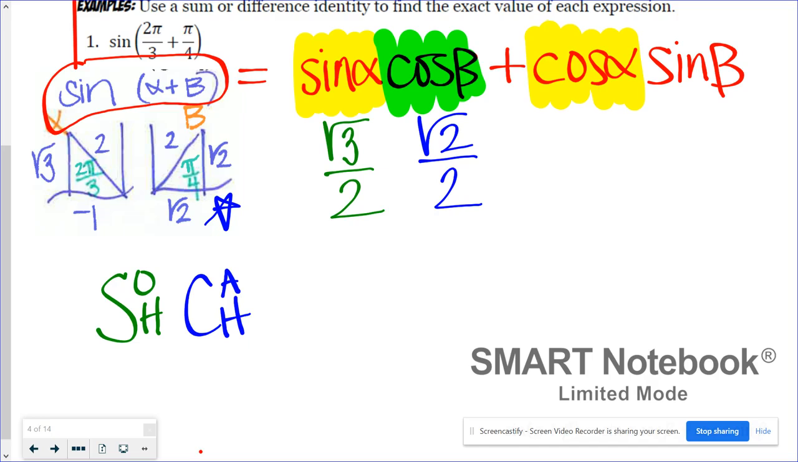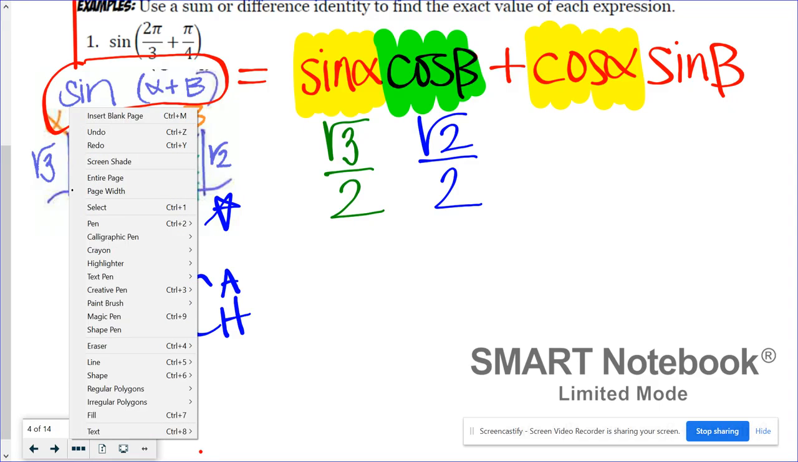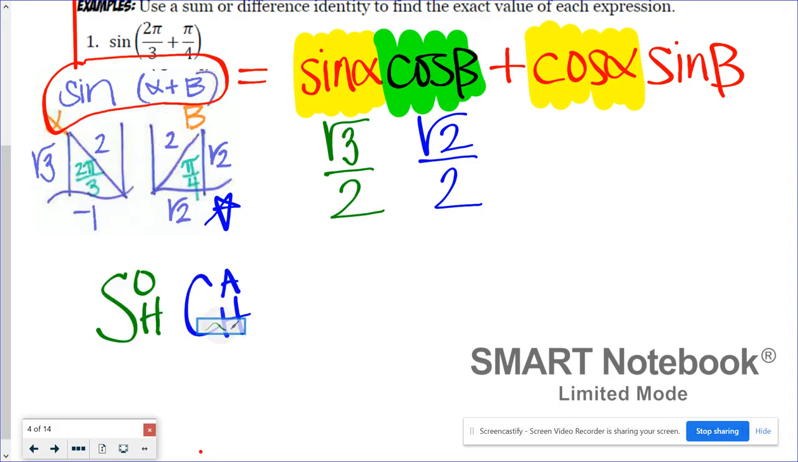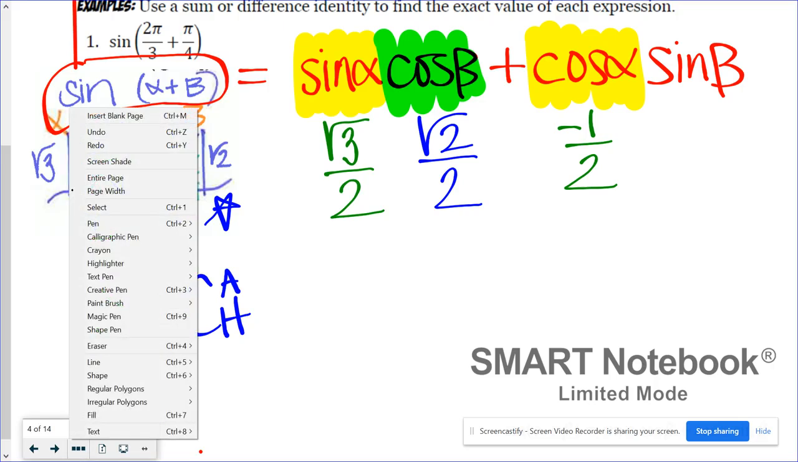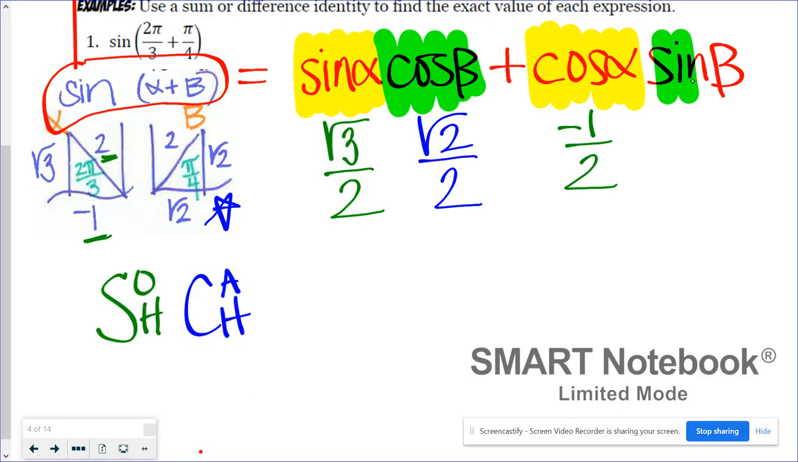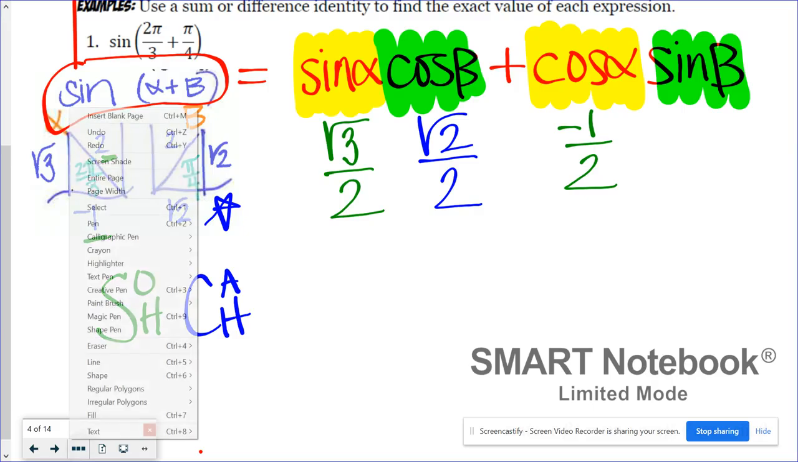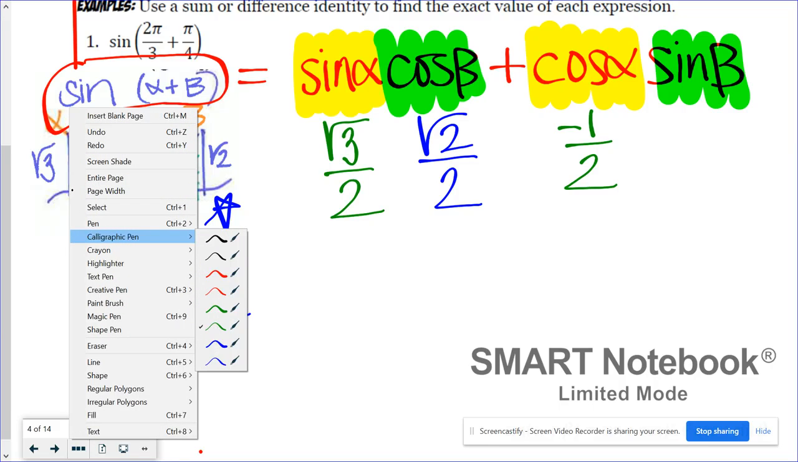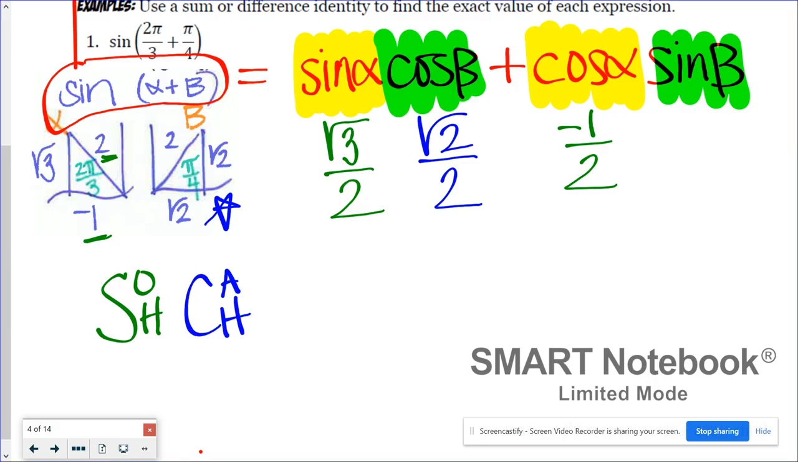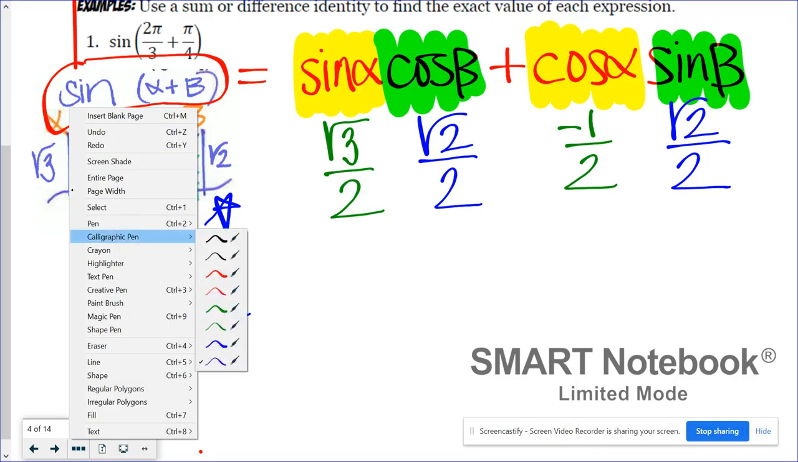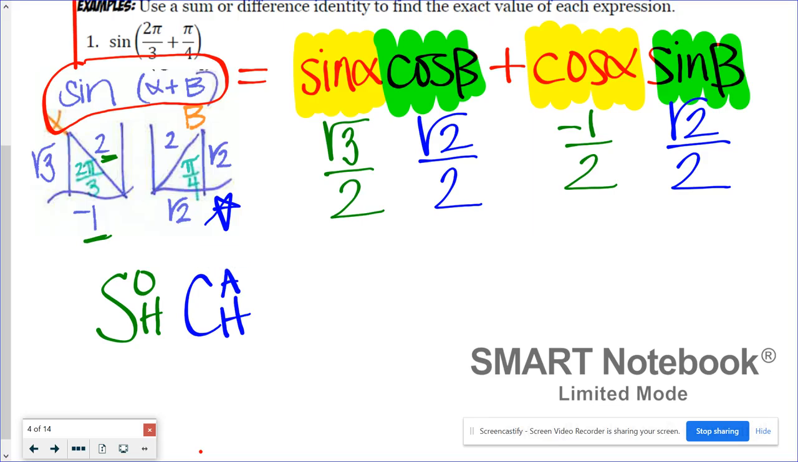So cosine of alpha, alpha is my first triangle. So cosine would be the adjacent over the hypotenuse. And then lastly, I have sine of beta. Beta is my second triangle, and sine is opposite over hypotenuse, so square root of 2 over 2. So now I've found these 4 exact values. I'm ready to do some math.